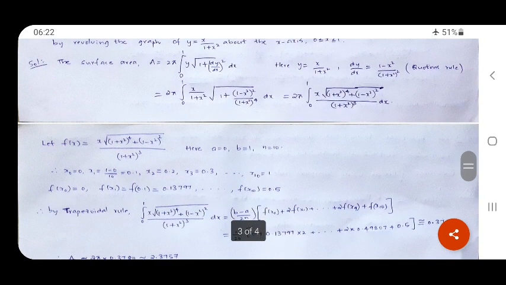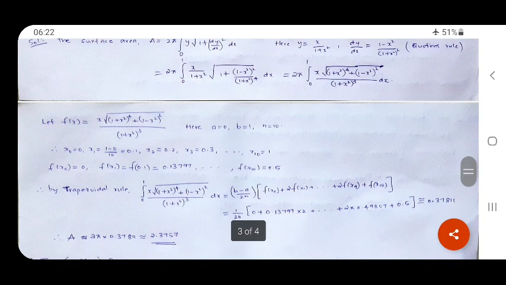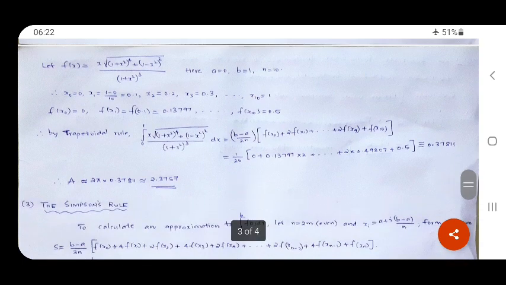So what we do is we make use of numerical integration. Here we use the trapezoidal rule. Therefore, f of x is this particular integrand, a equal to 0, b equal to 1 and n equal to 10. So let us find x0, x1, etc., x10 and f of x0, f of x1, etc., f of x10. Then by the trapezoidal rule, the area is approximately equal to 2.3757 square units.